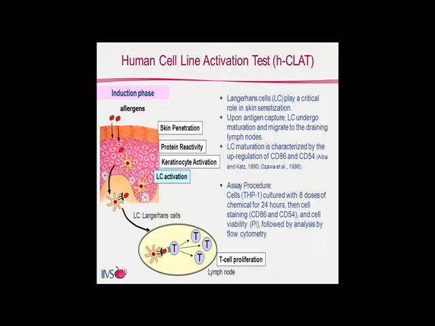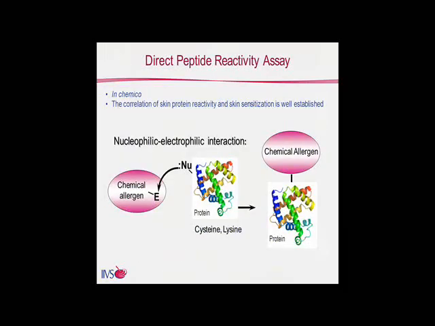and now I'll go on to our next assay, which is the direct peptide reactivity assay. We consider this an in chemico assay, as no cells are actually used in this assay, but you're simply looking for the correlation of the skin protein reactivity with its relationship with skin sensitization. So we know that one characteristic of chemical allergens is their intrinsic electrophilicity, or their potential to be metabolized into electrophiles. So in this assay, your chemical of choice is incubated with short model peptides, which contain cysteine or lysine. They're allowed to react for 24 hours, and you monitor depletion of the peptide over time.